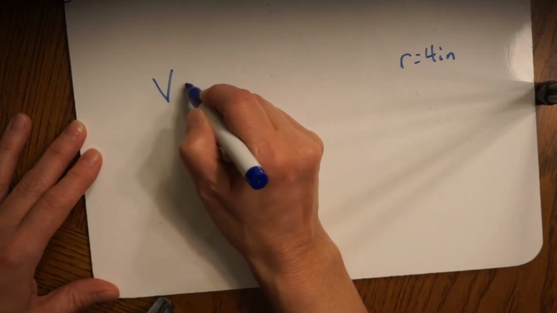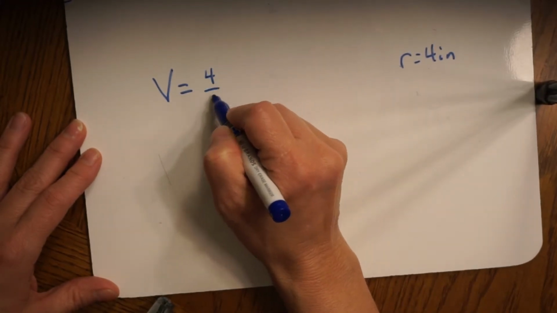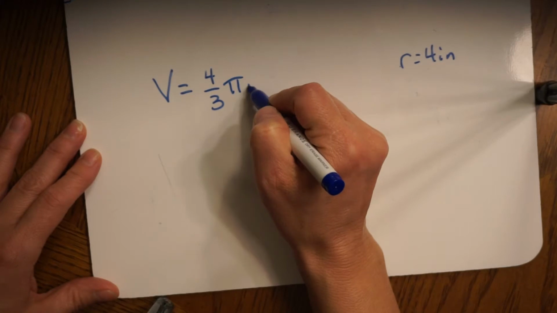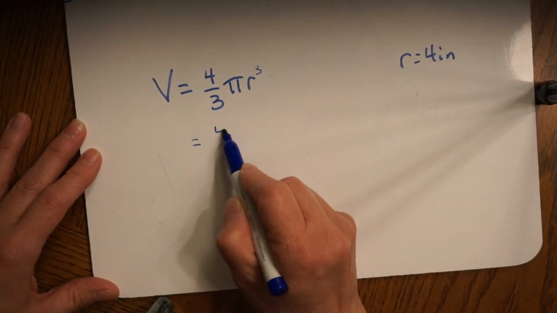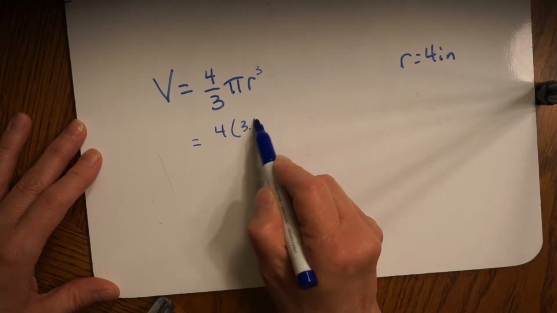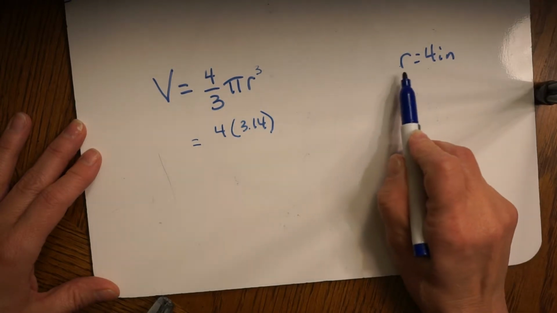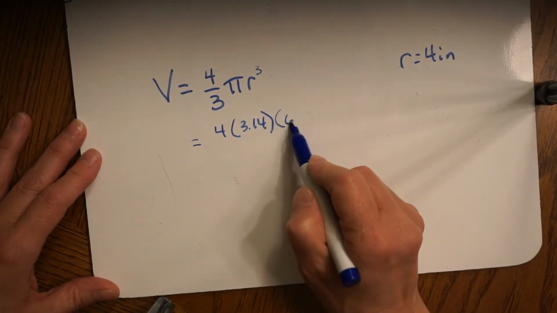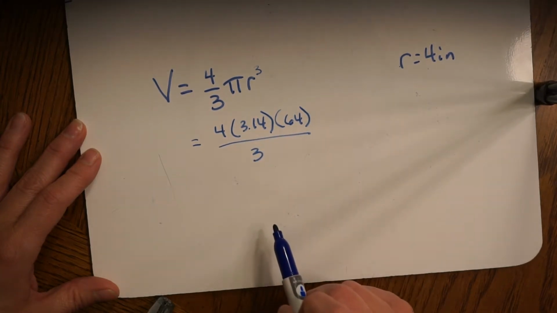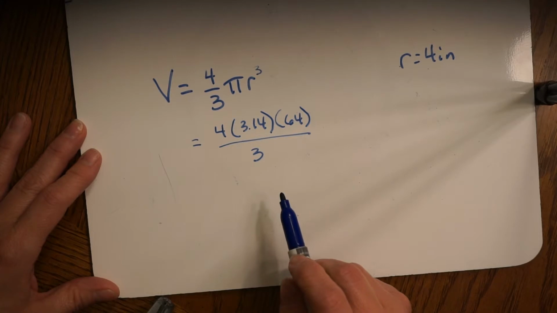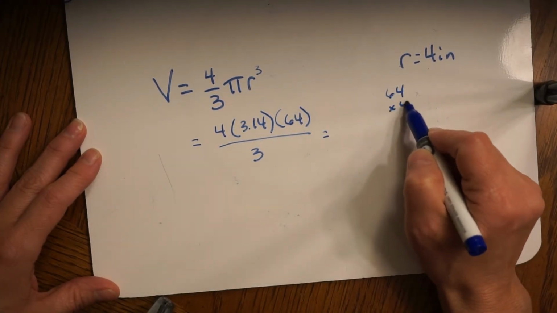Do you remember the formula for volume? It's 4/3 pi r, we're talking about volume, so this is going to be cubed. Okay, so we have 4 times 3.14, and then r cubed. 4 times 4 is 16, times 4 is 64, and then we're going to divide by 3. Darn, I don't see anything I can reduce. So I guess we'll multiply away. 64 times 4.